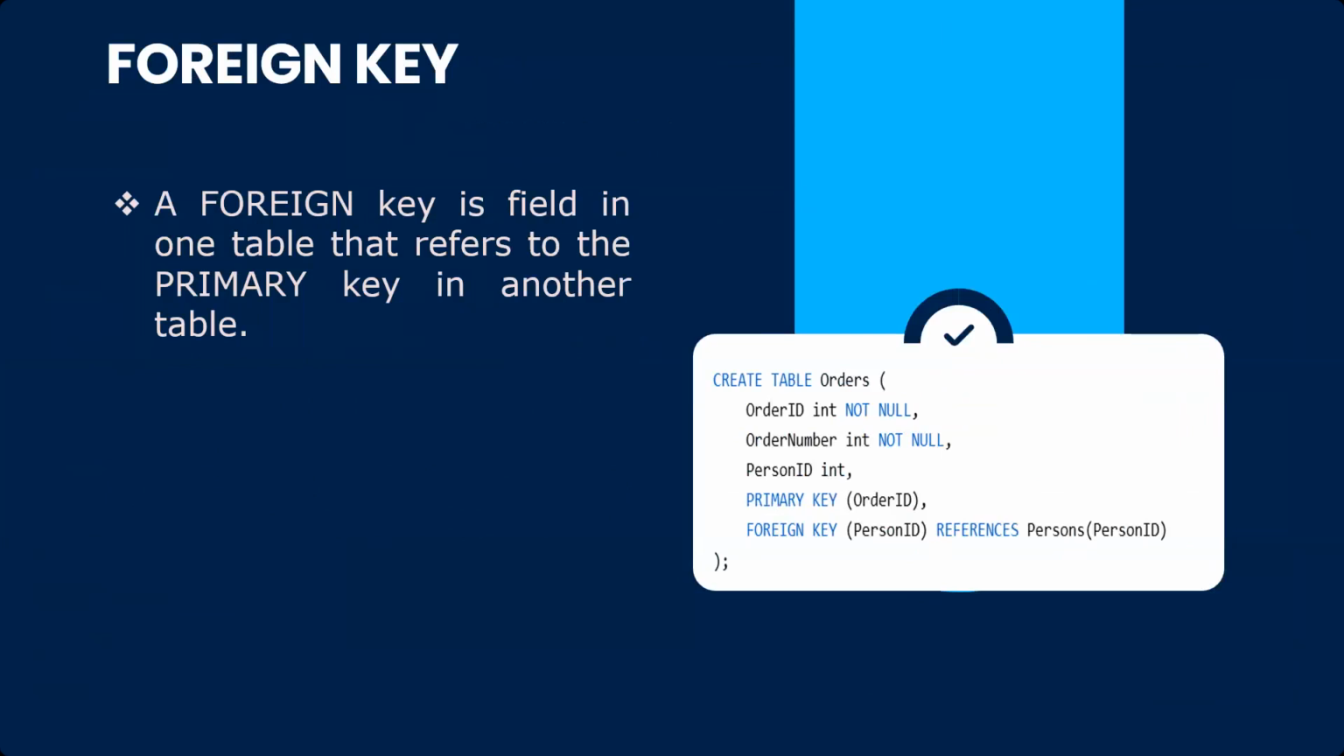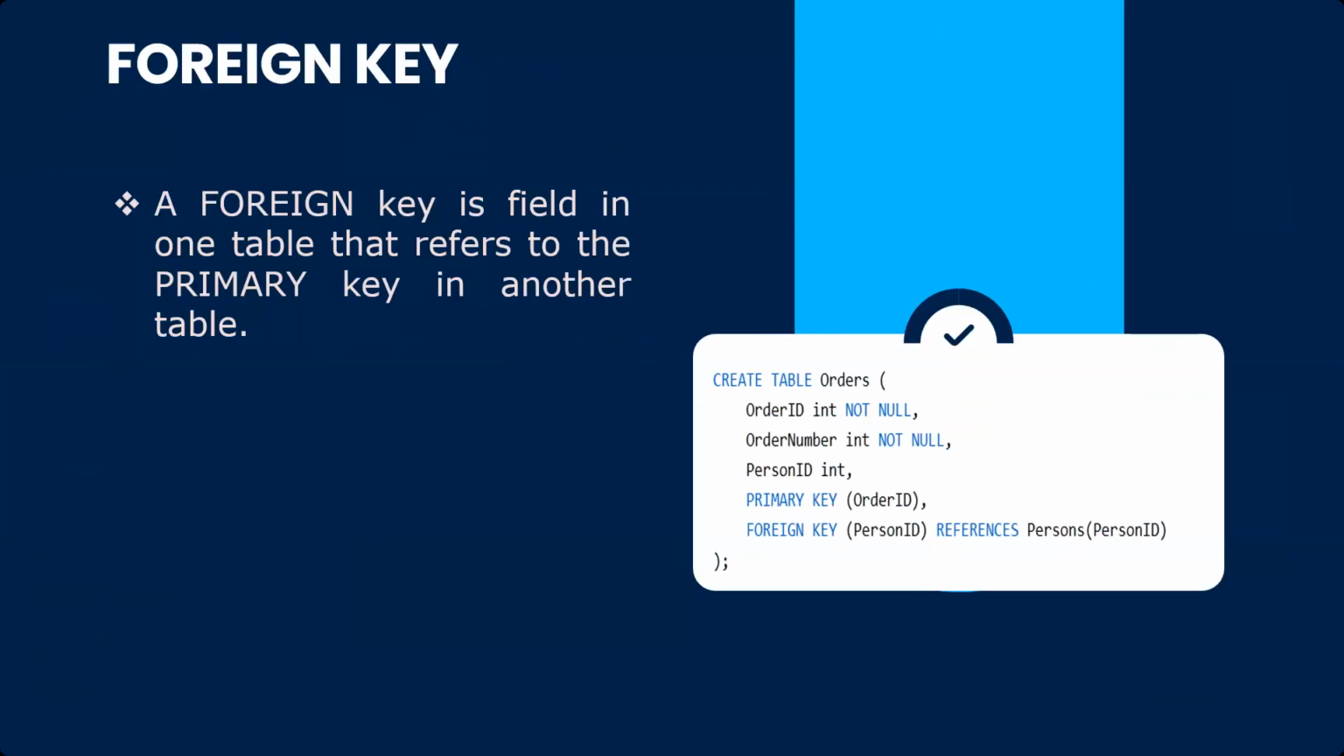You see here, the orders table is different, the persons table is different. What I'm doing here: the primary key in the orders table, order ID, will be the primary key. But if you want to make the person ID a foreign key, the reference is the persons table, person ID. I'm trying to make it a foreign key here. You see, this is the syntax to create a foreign key. Yes or no?